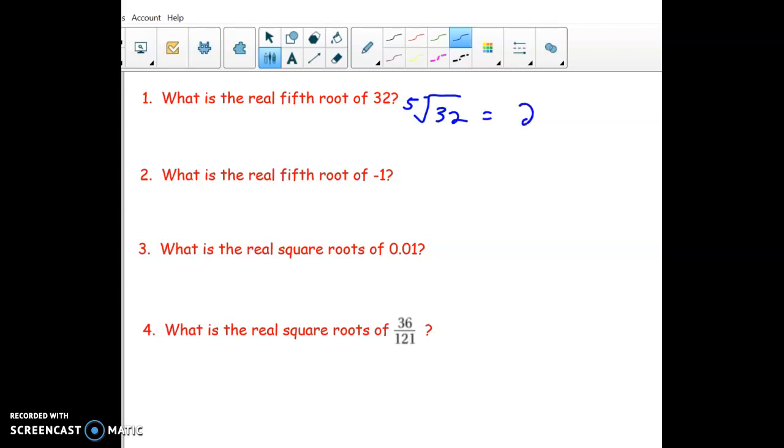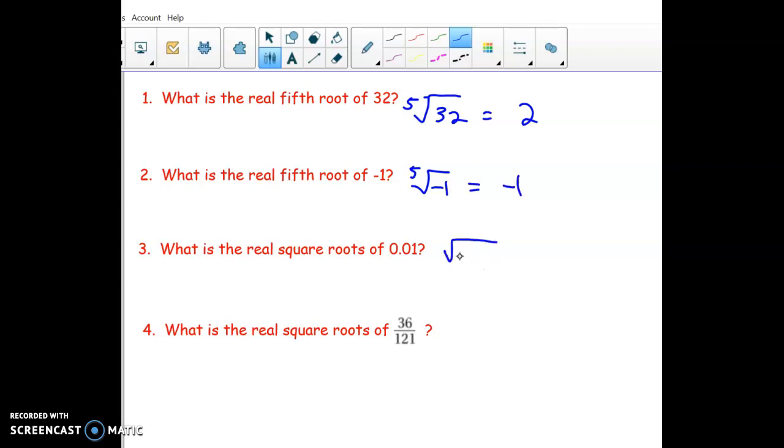Okay, for the first one, it's 2. 2 times itself 4 more times is 32, so that's good. 5th root of negative 1, right? Remember, these always have one answer. So again, you could use your calculator here if you need, but it should be negative 1.